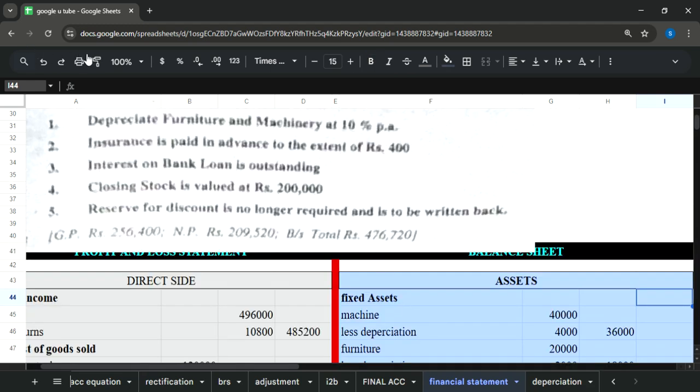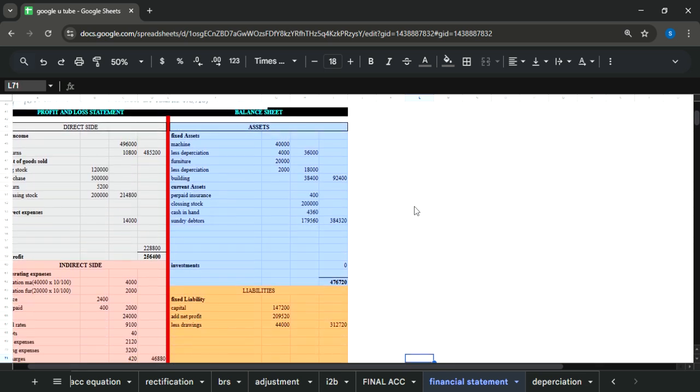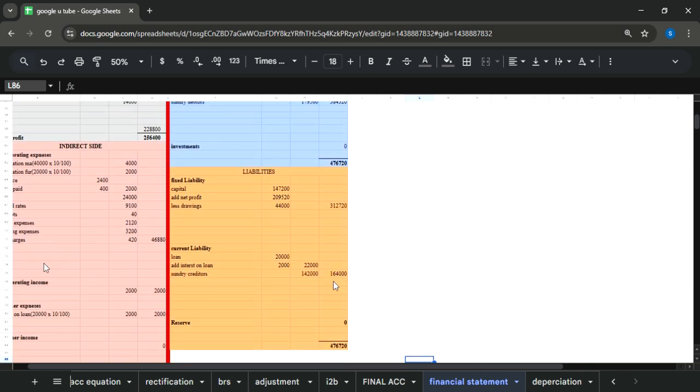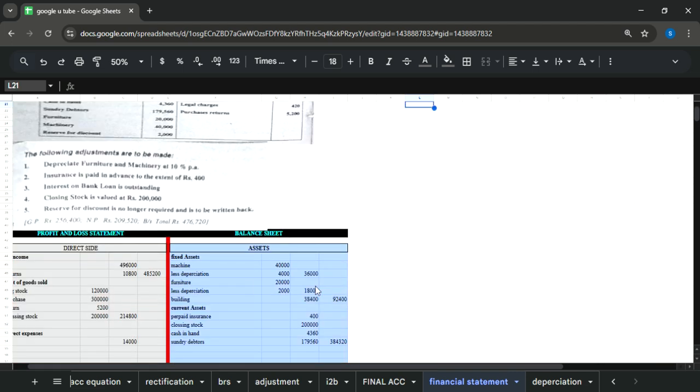I am zooming it down. Now you can see that these were four parts of our question. Here, on the direct side you have calculated gross profit, and on the right side assets 476720, and then on your left side this was the indirect side, you have calculated net profit, and liability side 476720, and these answers are exactly equal to the answers given in the book.